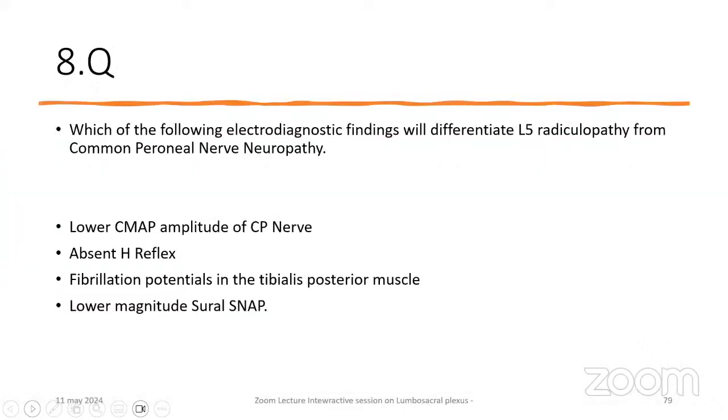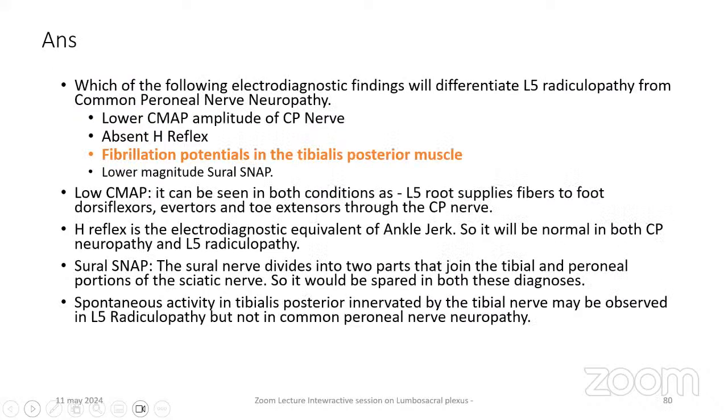Excellent. Which of the following electrodiagnostic findings will differentiate L5 radiculopathy from common peroneal nerve neuropathy? Lower CMAP amplitude of the common peroneal or fibular nerve, absent H reflex, fibrillation potentials in the tibialis posterior muscle, lower sural snap magnitude. Fibrillation potential in tibialis posterior, because that will be supplied by L5, but not by common peroneal. Okay, excellent. Right.